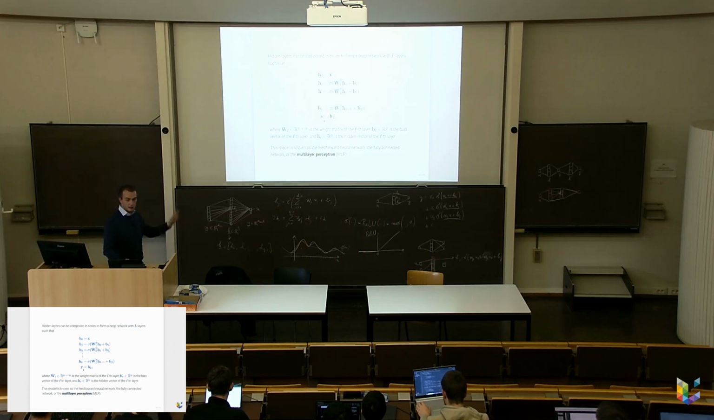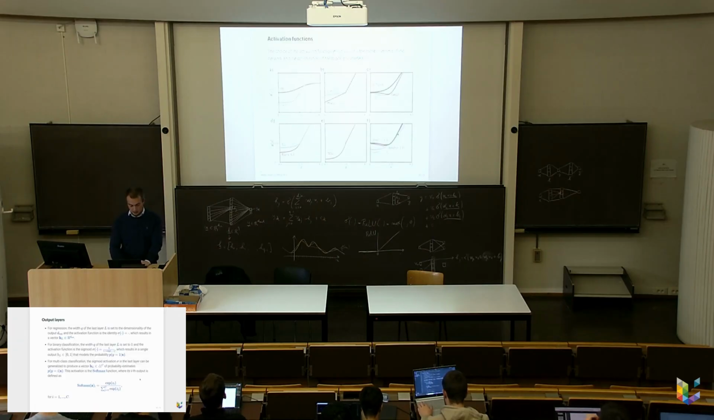So this architecture is what we call the multi-layer perceptron in deep learning, or the feed-forward neural network, or the fully connected neural network. These are all synonymous. I will call this neural network a multi-layer perceptron.